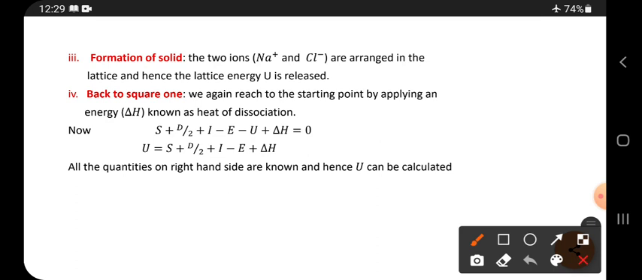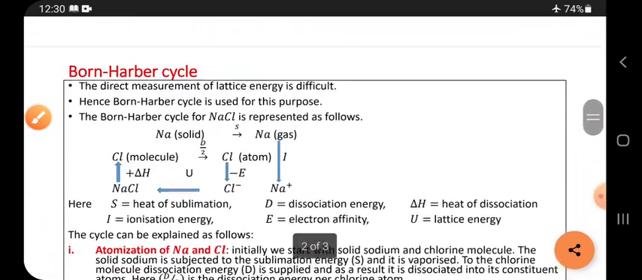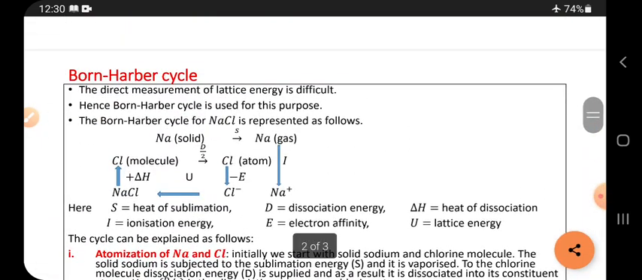Okay, so bring this to this side. Now it is negative. If you move it to that side, it becomes positive, and the remaining are all the same. Like this, if we know S, D by 2, IE, E and delta H, then we can easily calculate U. So like this, Born and Haber calculated the lattice energy, and the given example is for sodium chloride. Okay friends, thank you.